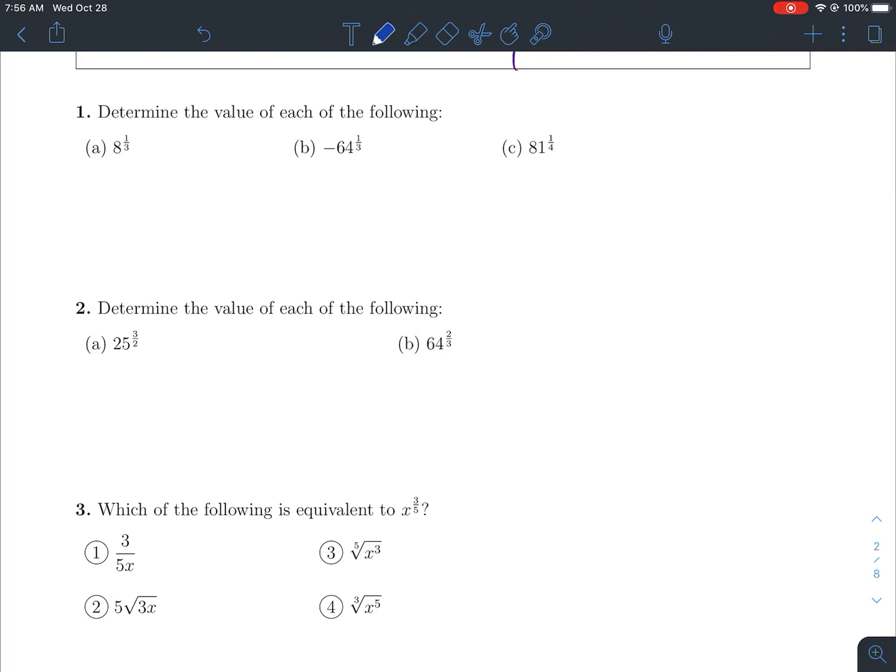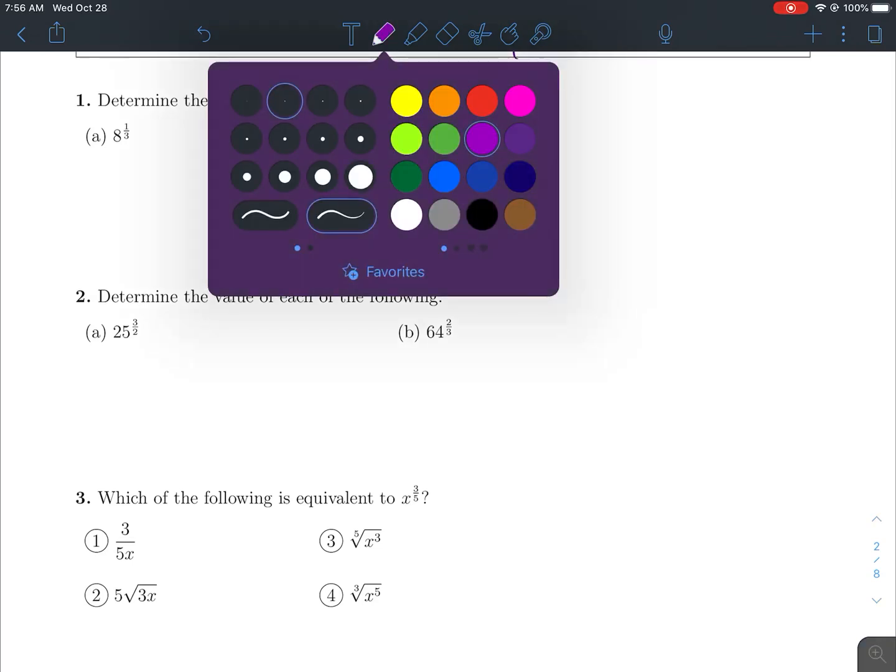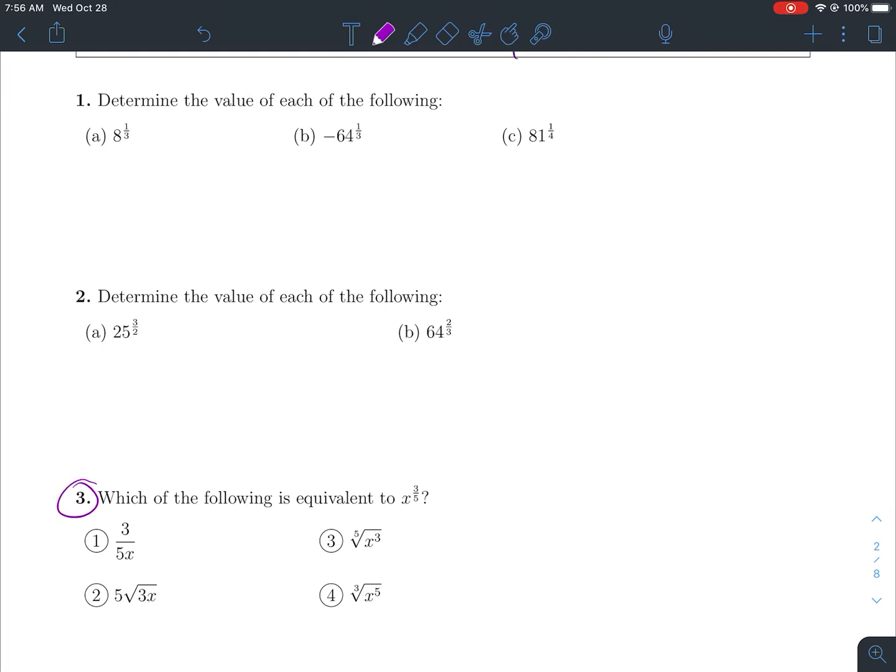To actually, kind of working out of order here, I apologize, but this one seems like the one I gravitate towards. I always prefer variables in comparison to things with numbers. So which of the following is equivalent to x to the 3/5? Well, we just talked about this. Power on top, root on the bottom. So we have the 5th root of x to the 3rd power. Choice 3. Sweet.